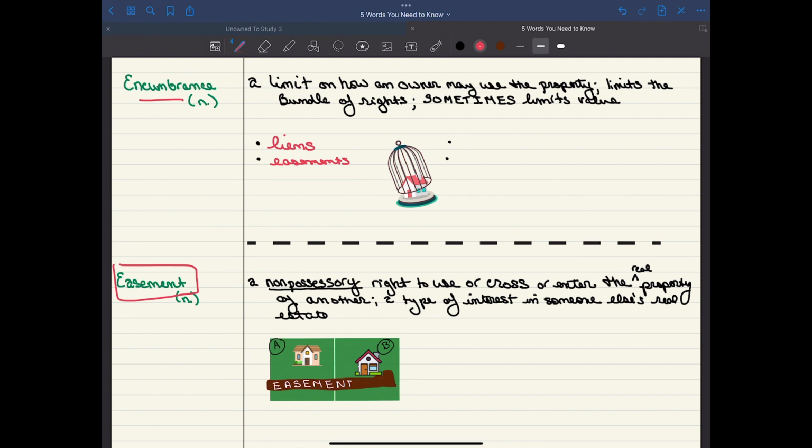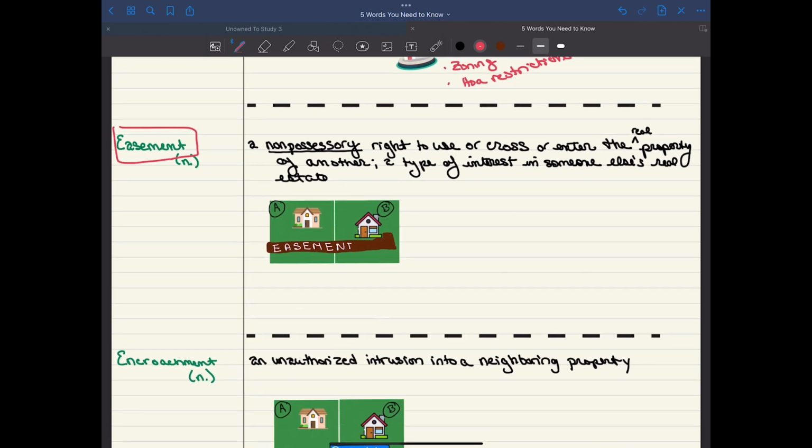We also have encroachment. And I'm going to spell that correctly for you. And we also have land use controls. Now, when I say land use controls, I mean things like zoning or maybe your HOA restrictions. Those are all encumbrances. Remember, they limit how you use the land, or they limit just your bundle of rights. They restrict them. Now, I've mentioned easements twice, so let's talk about it.